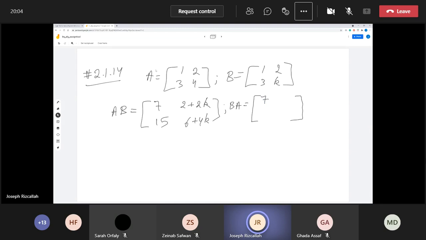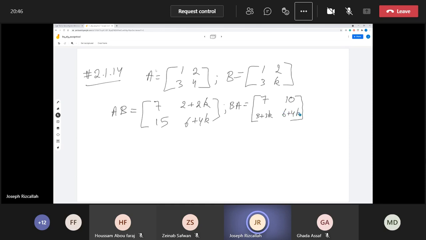And then the 1,2 entry, so it's still the first row of B and the second column of A. So it's going to be 1 times 2 plus 2 times 4, which is 10, right? And then the 2,1 entry is 3 times 1 plus 3 times k, so it's going to be 3 plus 3k, right? And the 2,2 entry, the last one, we get 6 plus 4k, right, as before, 6 plus 4k, okay?